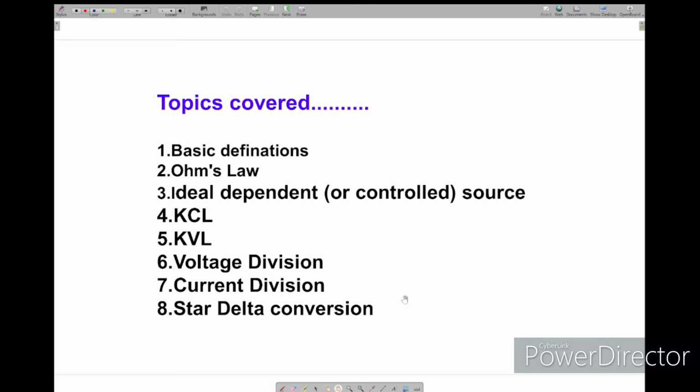This is Naresh Chenno. In today's session, we'll see all the basic concepts related to network theory. In this lecture, we'll talk about basic definitions and Ohm's law and some controlled sources and KCL, KVL, voltage division rule, current division rule. Finally, we'll see star delta conversions, and after that we'll see all the questions related to all these basics, and we'll see how to solve them in an easy manner, and we'll see some shortcuts also.